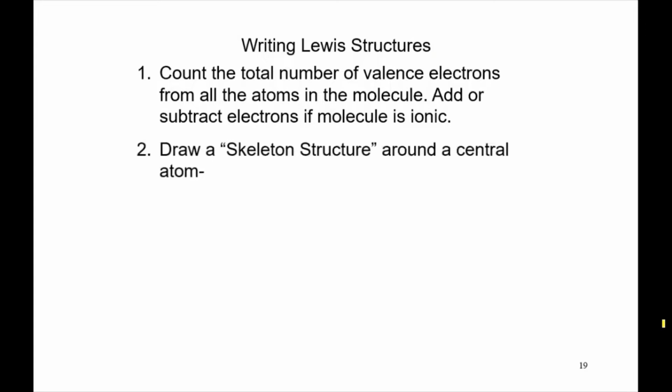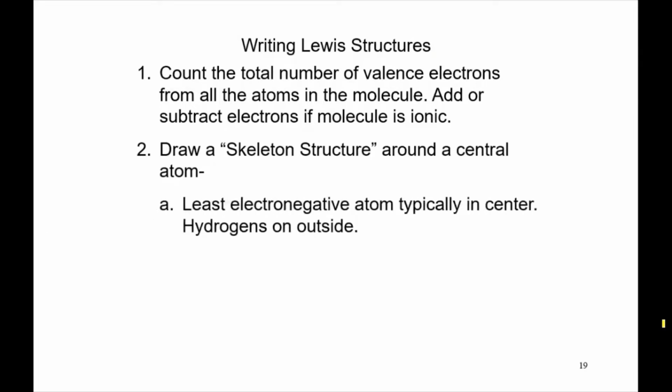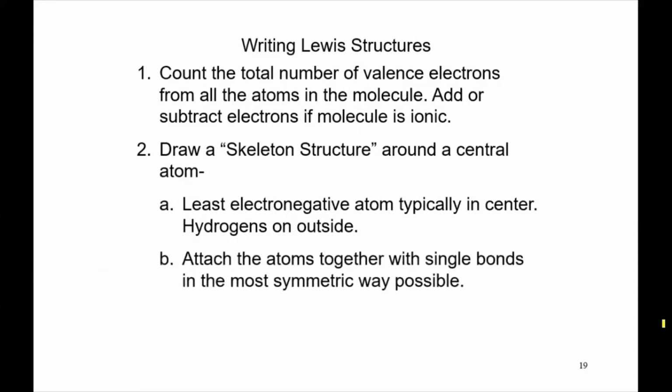Secondly, I'm going to draw a skeleton structure. In Lewis structures, you don't build from the left to the right, you build from the center out. Typically, the least electronegative atom is going to be in the center, with the exception of hydrogens, which are always going to be on the outside. All right. And then I connect all the atoms with single bonds in the most symmetric way possible. In other words, I connect them to the center atom, not to each other on the outside.